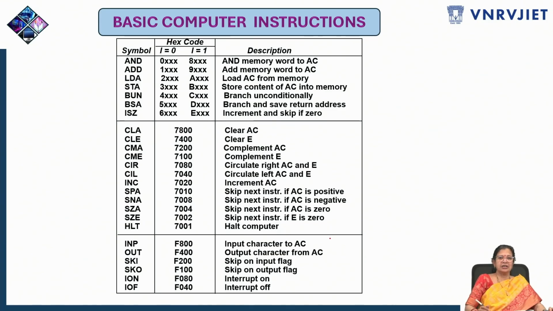If you look at the table, it consists of a symbol, which is nothing but the mnemonic. We will call this symbol a mnemonic. Then the hexadecimal code, followed by what each instruction is doing. If you look, these are the three categories.